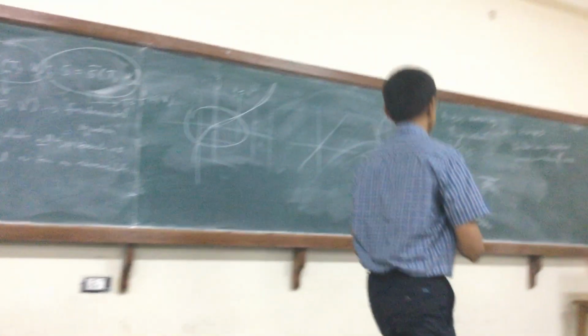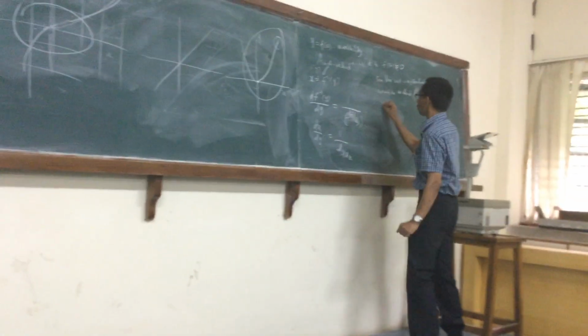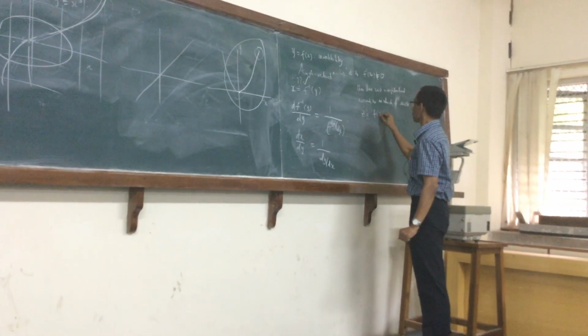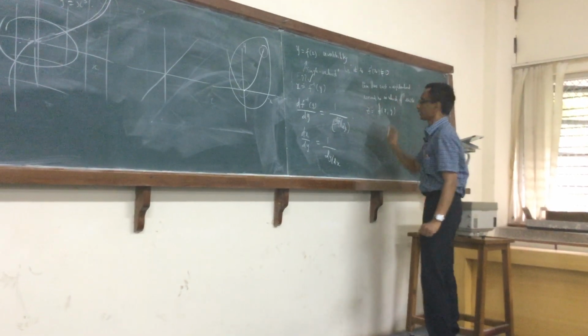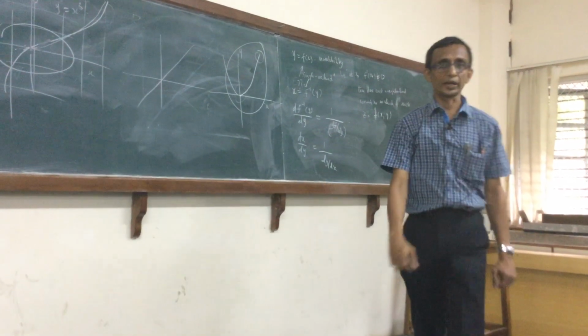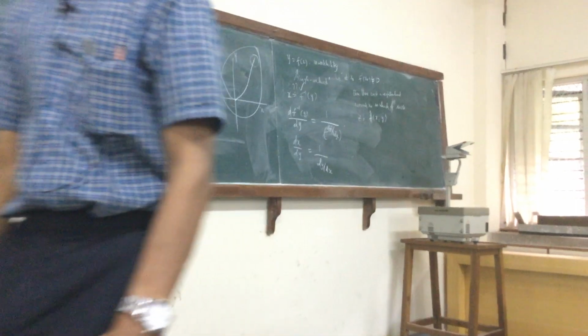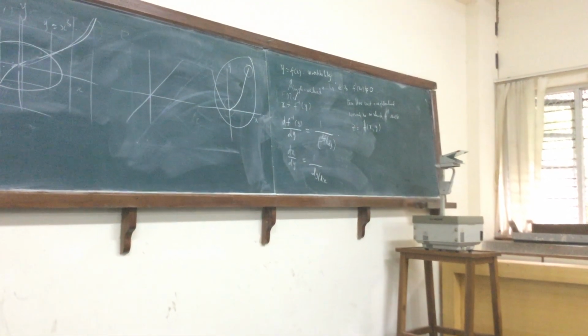Now it can be easily generalized to a function of more than one variable. Let's just make it z as a function of x and y. Now we have z expressed as a function of x and y.